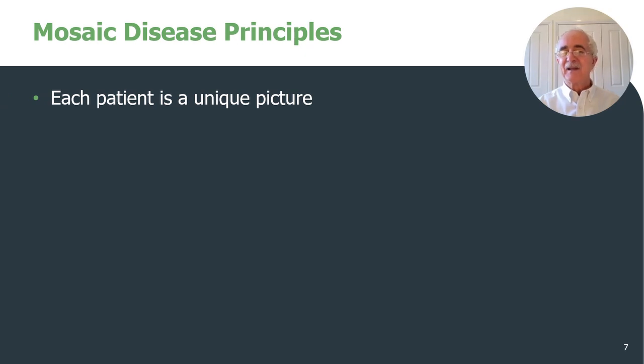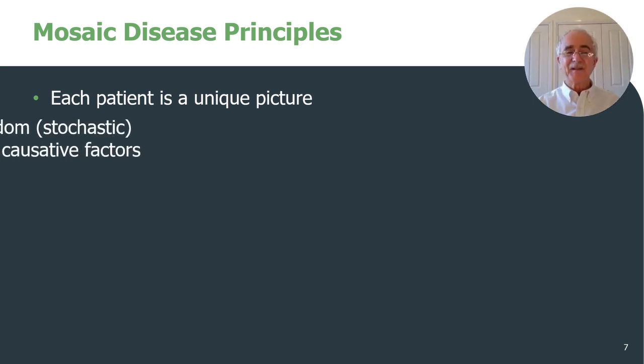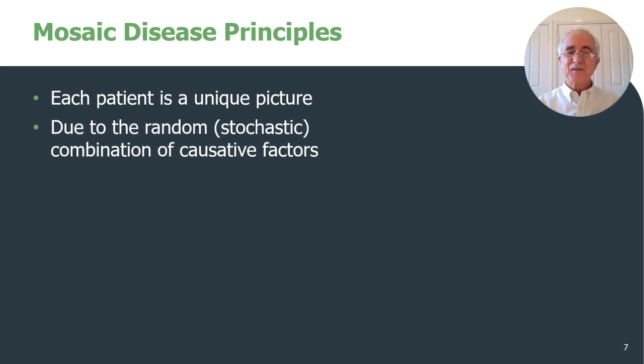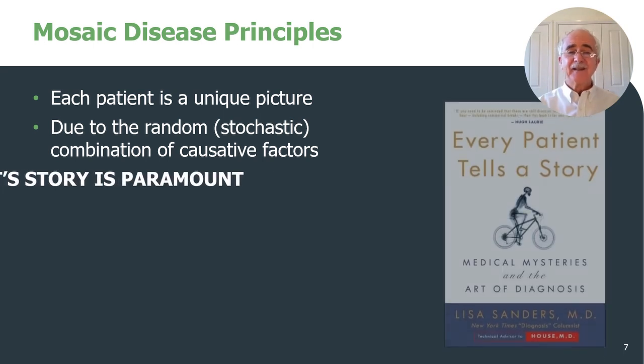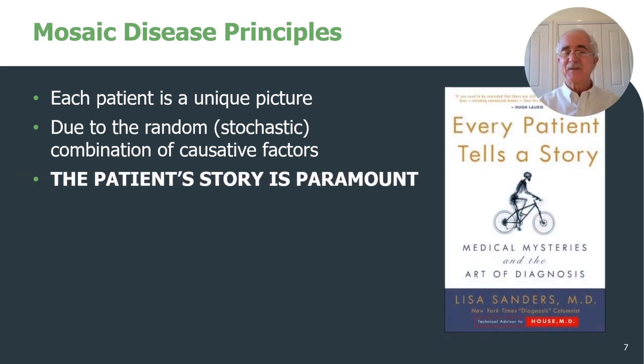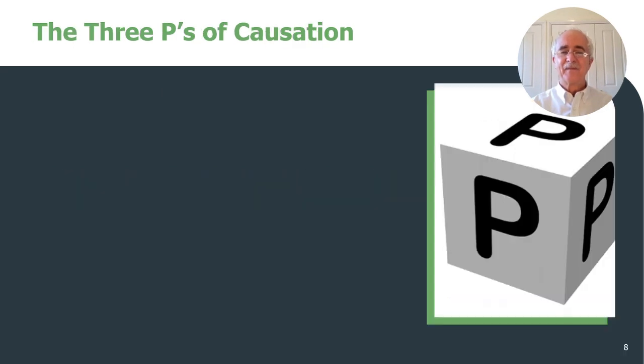So let's look at the key principles of the mosaic disease concept. The first is that each patient is a unique picture, and that's due to the random combination of causative factors. The fancy word for random is stochastic, and it means the patient's story is paramount. It also means that we need to dive deeper into an understanding of causation.